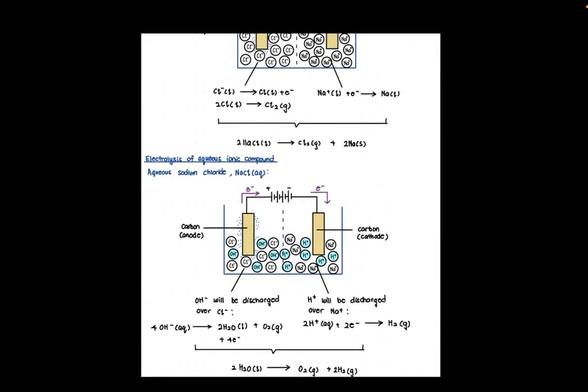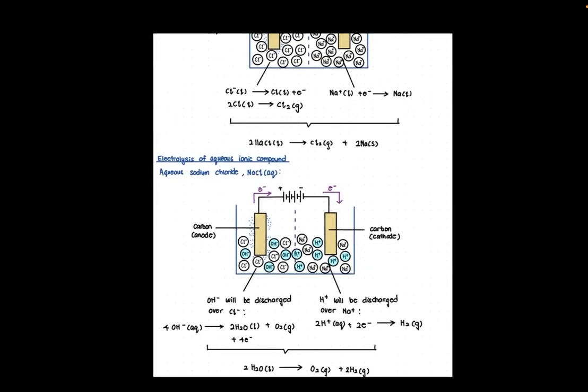I think both of you already know that OH minus will be discharged in preference to Cl minus, and H plus will be discharged in preference to Na plus because of the ease of discharge. Once again, OH minus is going to form, in reality, H2O and O2. So these are the two products that we care about. Then H plus is going to take the form of H2. These two products we write down.